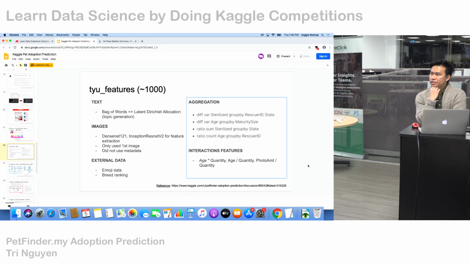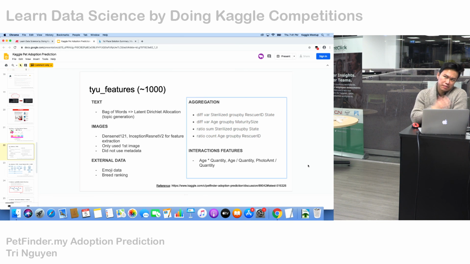Any other questions? Okay, there's another one. Do you know which breeds were the most popular that got adopted? It's mixed breed. That's the majority of them on there.